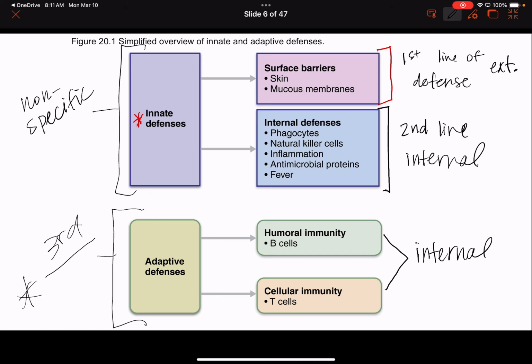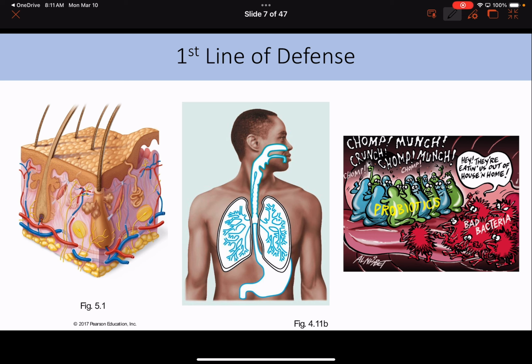Okay. So your first line of defense are going to be your surface barriers, like your skin and your mucous membranes.